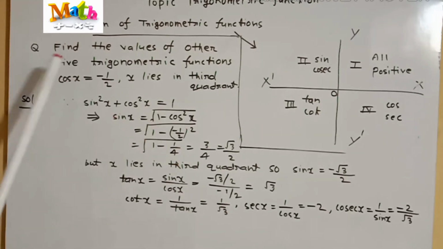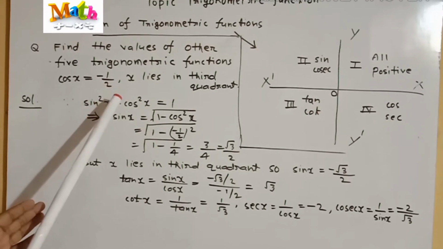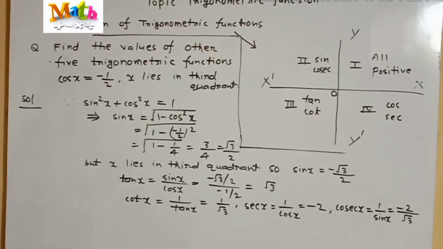One question is given here, in which you have to find the values of the other 5 trigonometric functions. One trigonometric function is given, and the quadrant is also given, and you have to find the other 5 trigonometric function values. The given one is cos x equal to minus half.